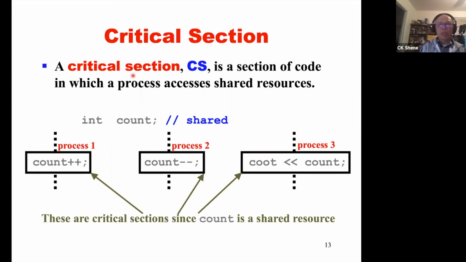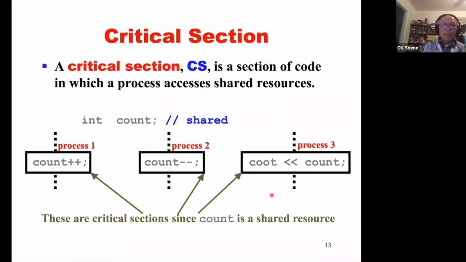I normally would say CS, but I try not to. A critical section is a section of code in which a process accesses shared resources. Now look at this program. I have 3 processes: process 1, process 2, process 3. We have a shared variable, probably in shared memory, count. Process 1 tries to add 1 to it. Process 2 subtracts 1 from it. Process 3 simply prints the value out.